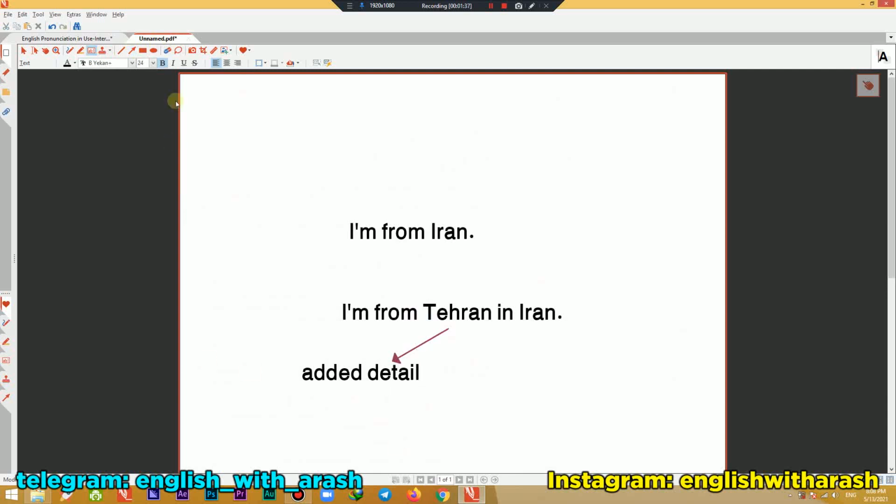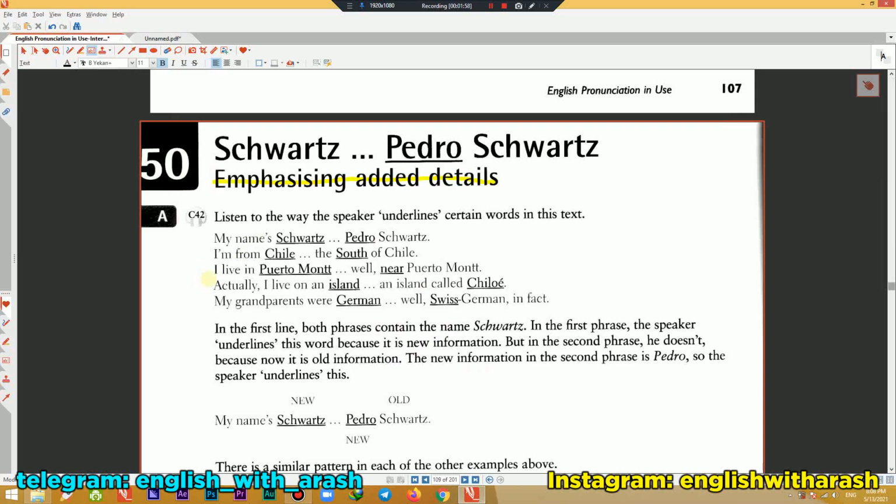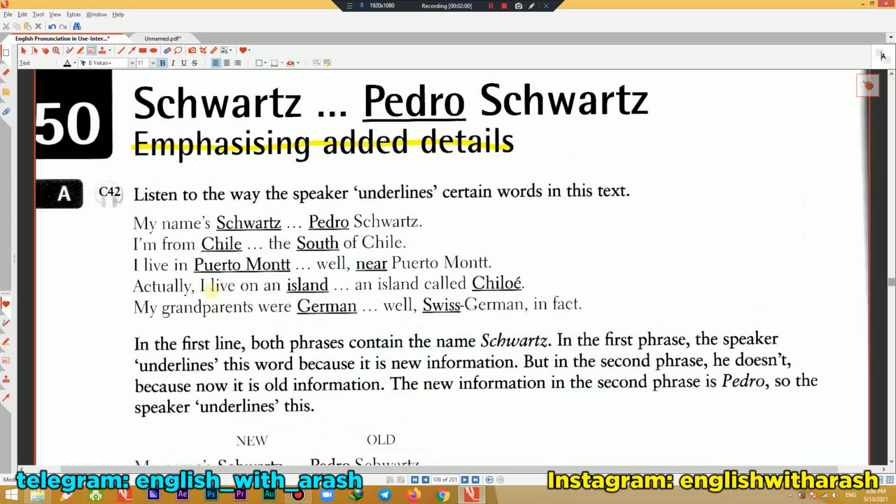So I will pronounce this part louder. First I say I'm from Iran, and then I say I'm from Tehran in Iran, because it's added detail for me and I want to pronounce it louder. Yeah, because it's added information. Now you will see more examples of that. Let me show you this part. I'm going to play the CD for you.